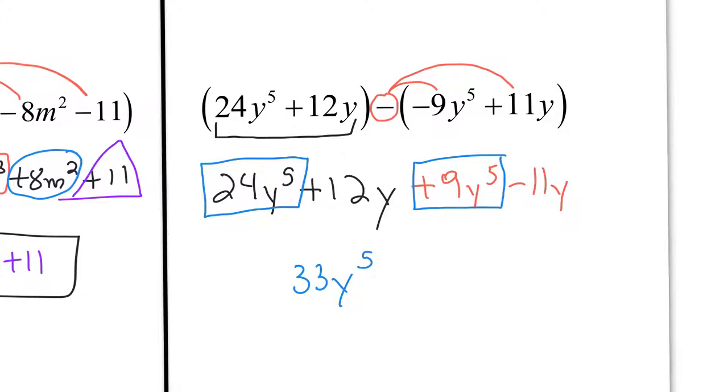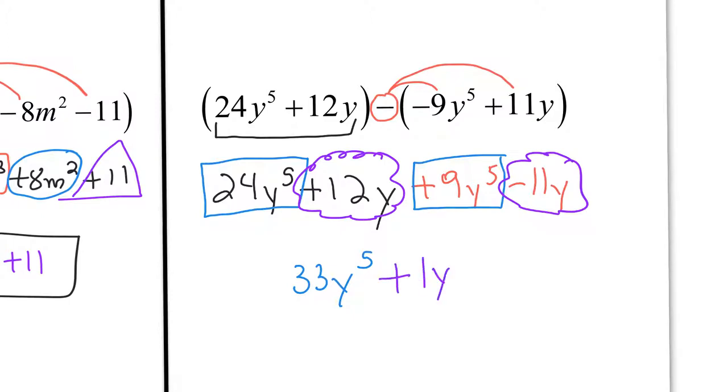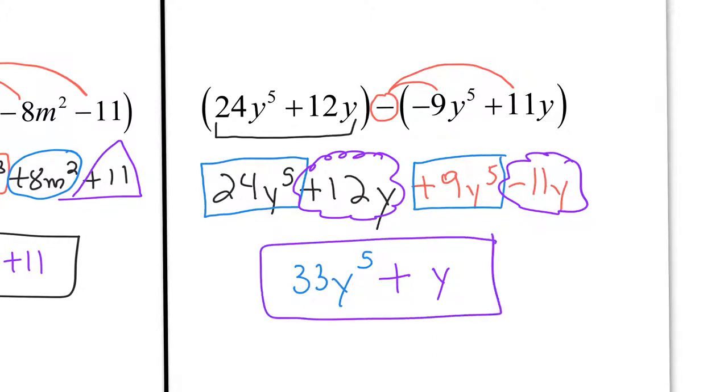So I am going to combine this positive 12y and this minus 11y. 12y minus 11y is plus 1y. You subtract, and you don't need that 1 next to the y, so I'm just going to erase it, plus y. And the next one should be the constant, but we don't have a constant in there. So we got the answer. The answer is 33y to the fifth power plus y.